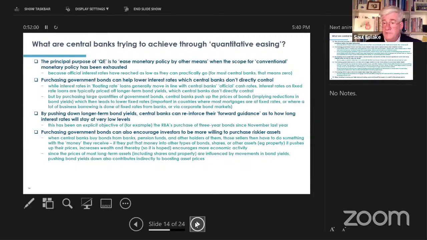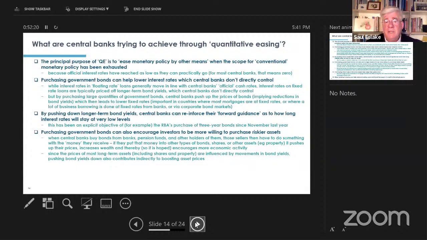And if they put it into other types of bonds, corporate bonds, if they buy shares or if they buy other assets such as property, almost by definition, it pushes up their price, increases wealth for those who hold them, and therefore, via what economists have long understood as wealth effects, hopefully encourages more economic activity that creates more jobs.